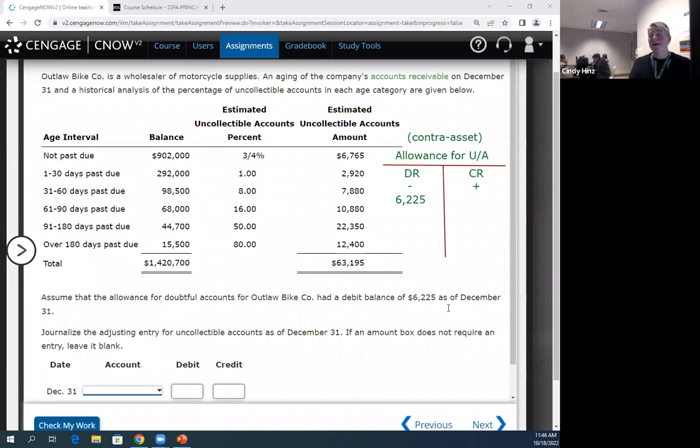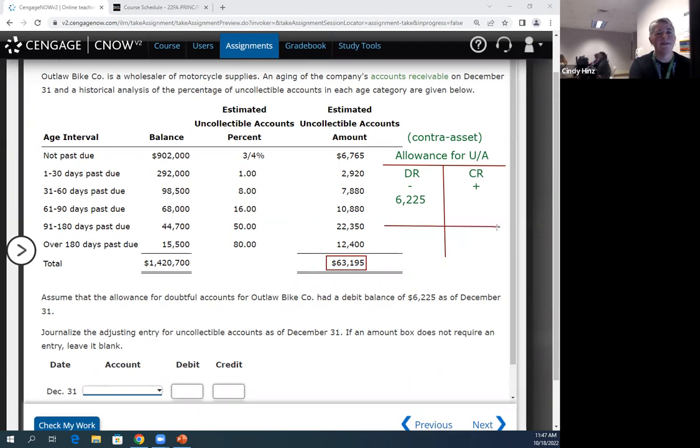There might even be some activity in that account, because as you'll see when we get to another exercise, when we write off an account, we write it off to the allowance. That's what the allowance is for. So it's not enough for us to know that this amount, $63,195, is how much we need to have in that allowance account. We need to do a bit of calculating here.